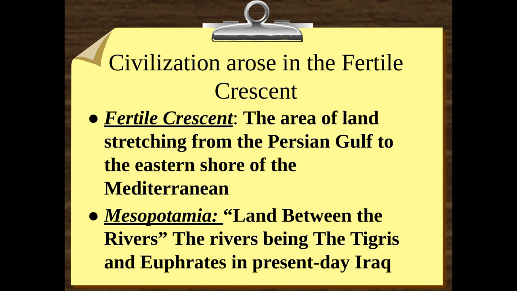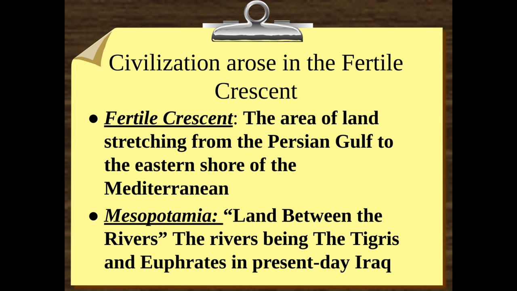So, Fertile Crescent is that area stretching from the Persian Gulf to the eastern shore of the Mediterranean. Like it says, we're talking what is now modern day countries of Kuwait, through Iraq, Syria, down into Lebanon, Israel, what they would refer to as Levant.